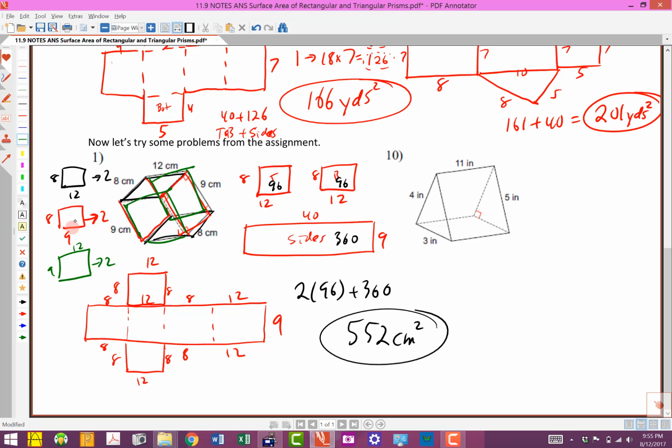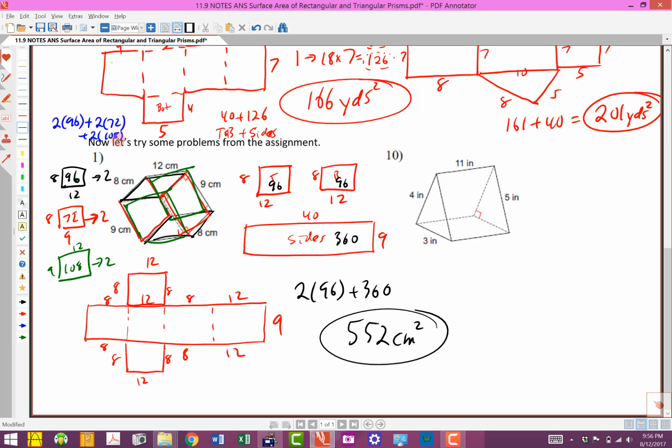So this is going to be 8 times 12, so this is going to be 96. Oops, and I'll change colors here. So this is going to be 96, and I've got two of those. This is going to be 72, and I've got two of those. 72, and then if I multiply those together, that's going to be 108. So what I'd have here is 2 times 96 plus 2 times 72 plus 2 times 108.